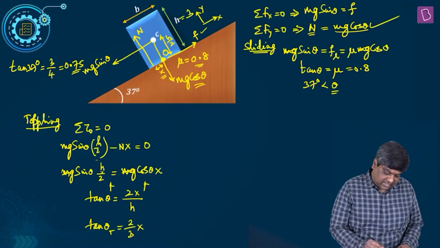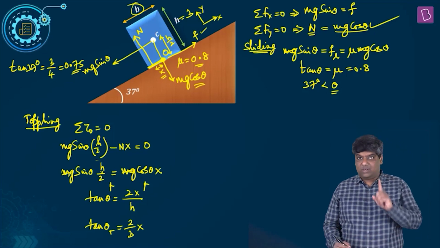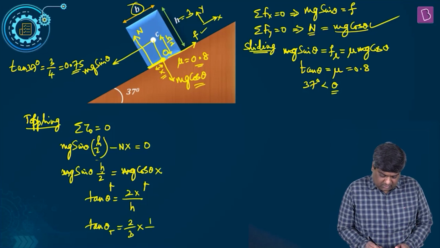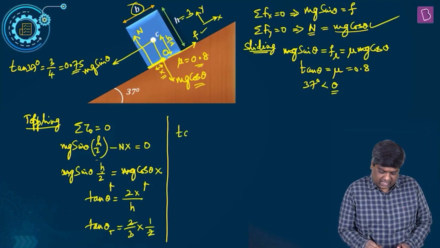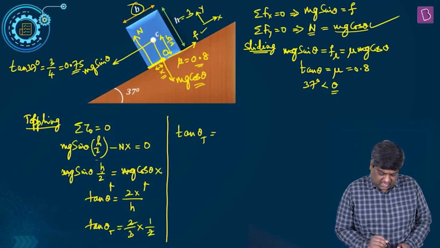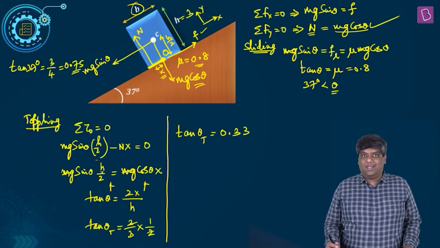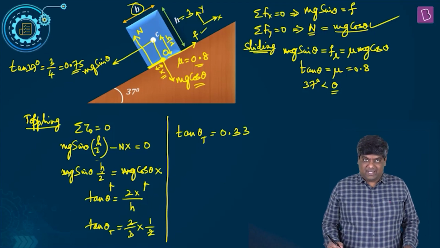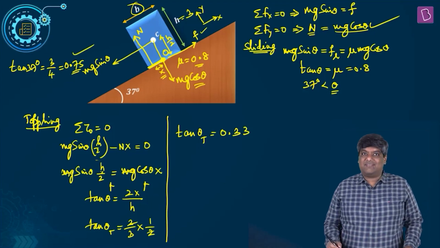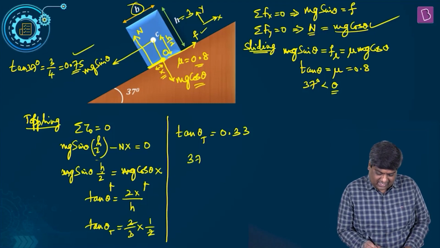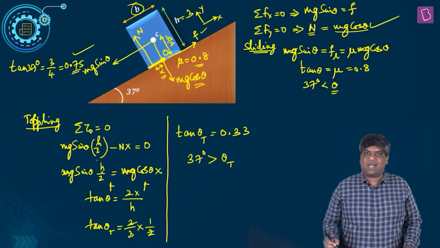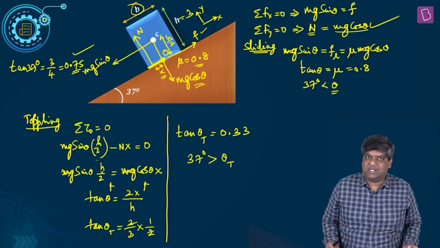The maximum value x can take is it can go up to this length, which is b by 2. b is given to be 1 meter. So b by 2 will be half. So this will cancel. So you will have tan theta t equal to 1 by 3, which is 0.33. What is the angle now? 37 degrees. And what is tan 37? 0.75. So definitely 37 degrees is greater than the maximum angle at which toppling would have happened.